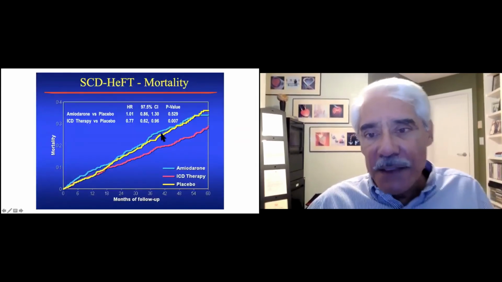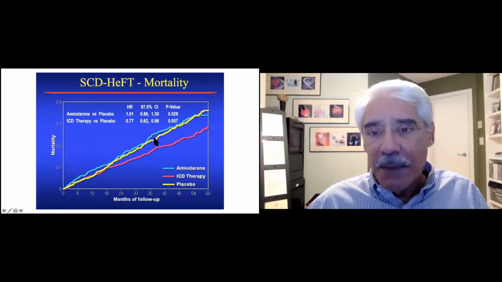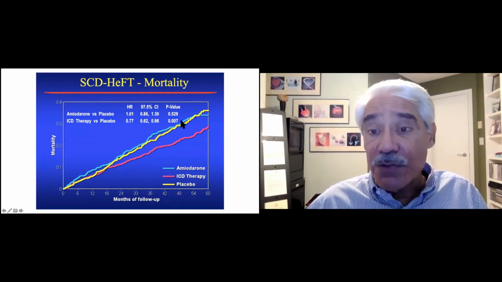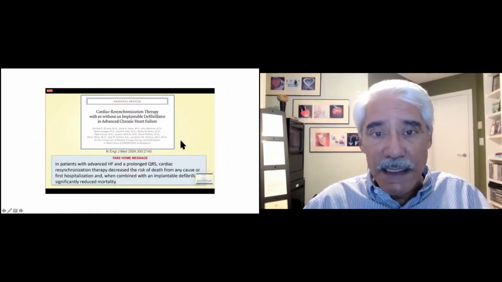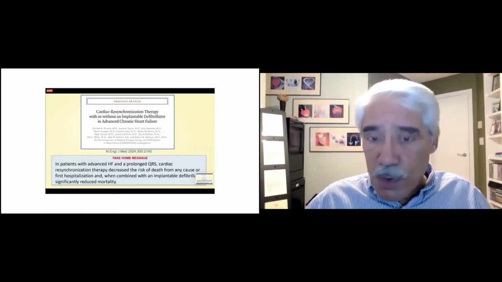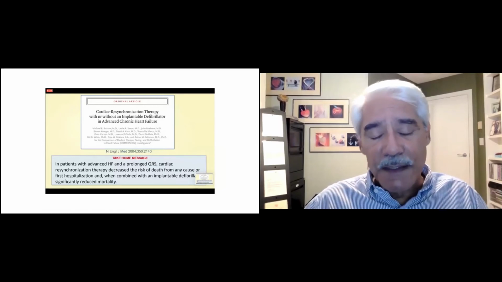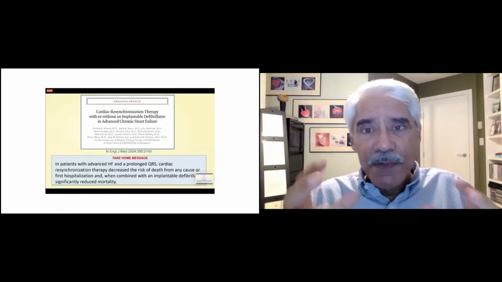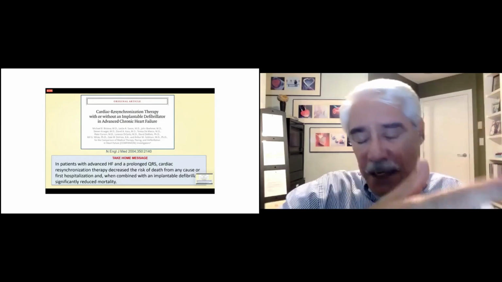The SCD-HeFT trial showed that the ICD device had lower mortality compared to contemporary medical therapy. And in this case, it was the use of amiodarone or placebo. And you can see that the ICD device clearly is a game changer. So we learned again that patients who had heart failure and had left bundle branch block, there was dyssynchrony between the left and the right ventricle, leading to inefficiency of cardiac output.